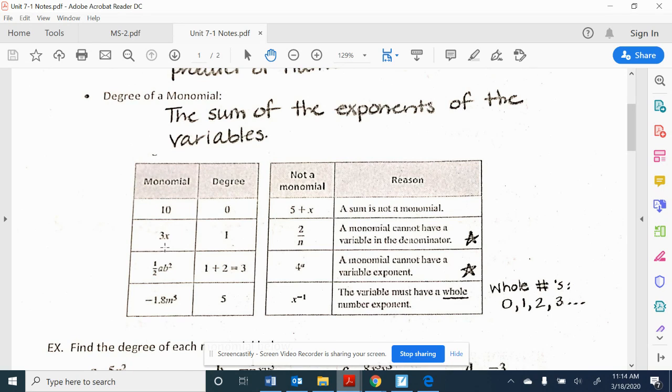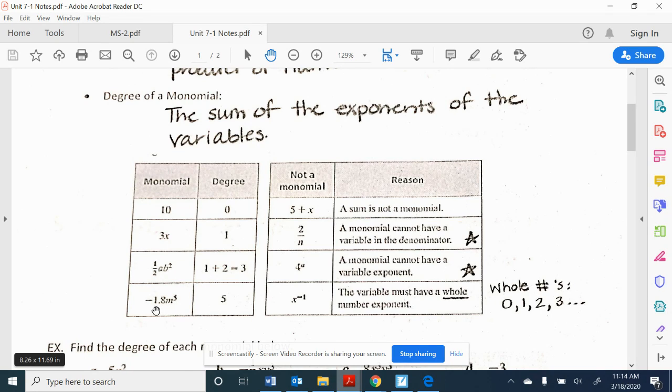3x, what's the exponent on the x? Well, the exponent on the x is 1. So the degree of this monomial is 1. 1/2 ab squared. Now I have two variables. It's the sum of the exponents of the variables. So the exponent on a is 1. The exponent on b is 2. So 1 plus 2 equals 3. The degree of this monomial is 3.